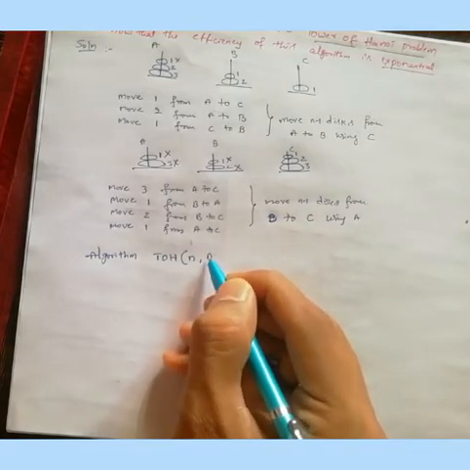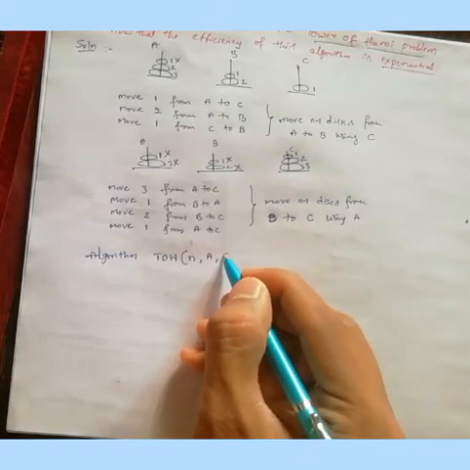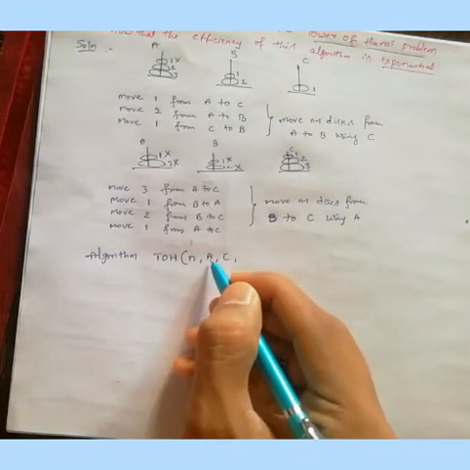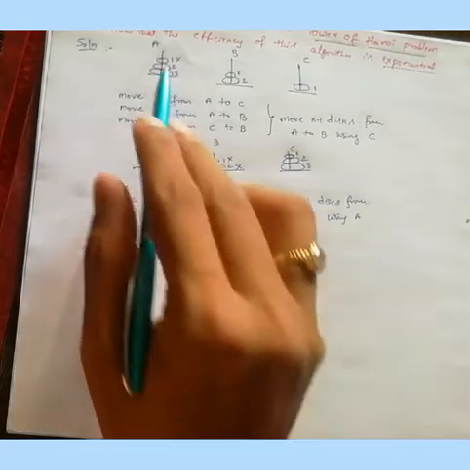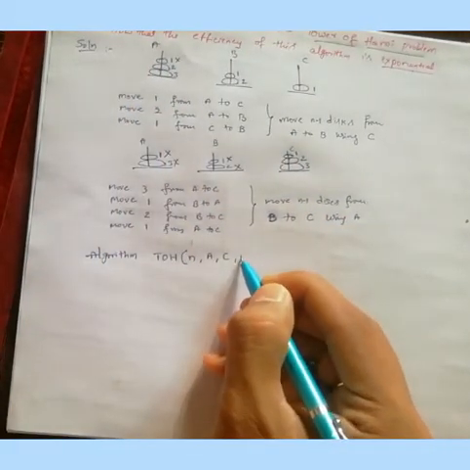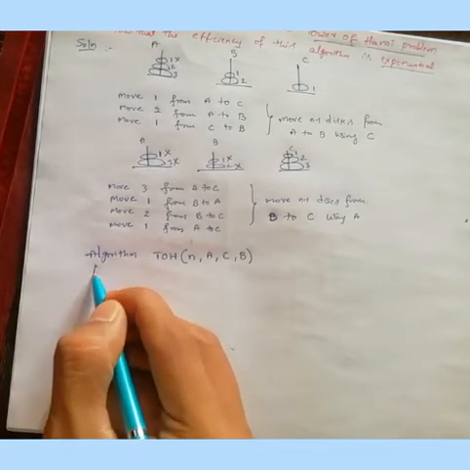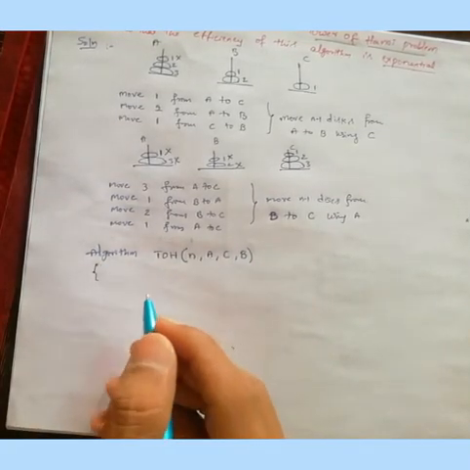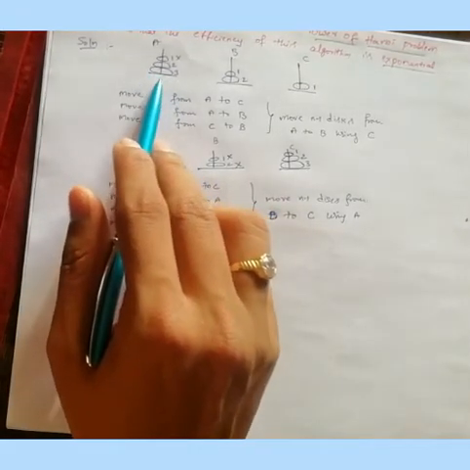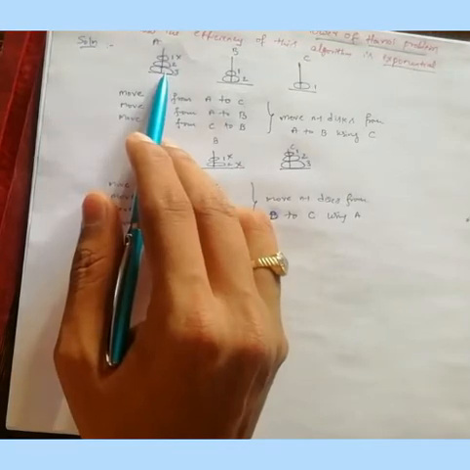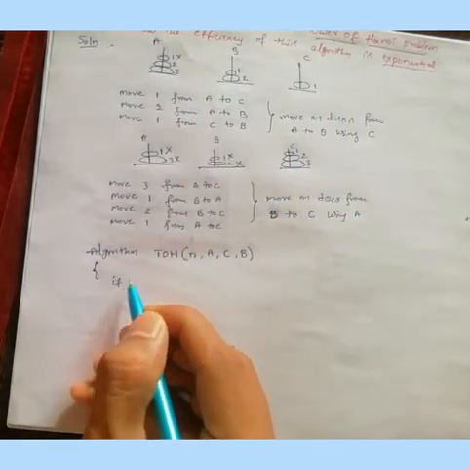Next, tower A contains 3 pegs, and tower C. That means from A to C I want to move. This is my intention: from A to C I want to move by making use of B. So these are the parameters. Open. For example, if only one disk is there, no need of B, directly you can move from A to C. That's it. That is the initial condition.